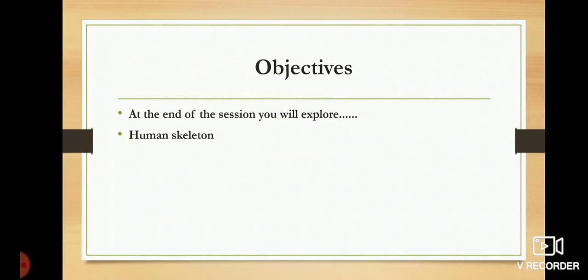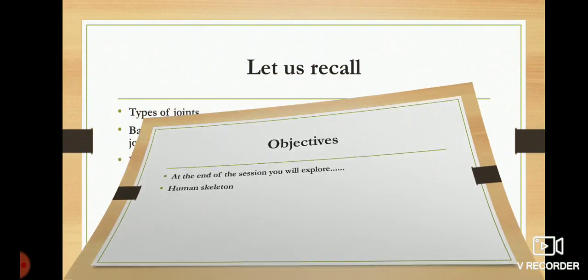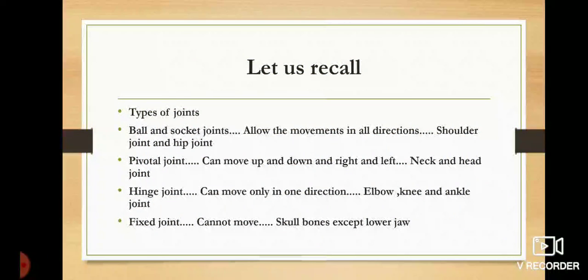Before we move to this module, let us recall what we studied in our last class. We studied about different types of joints, right? Ball and socket joints allow the movements in all directions. Shoulder joint and hip joint are examples for it. Pivotal joint can move up and down and right and left. Example, neck and head joint.